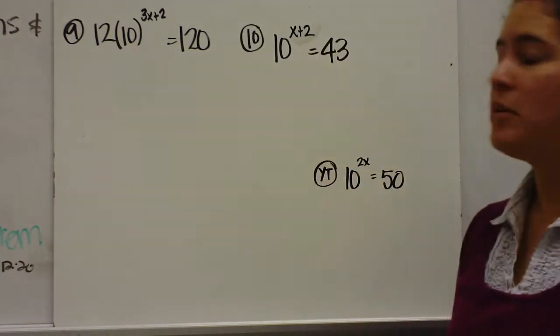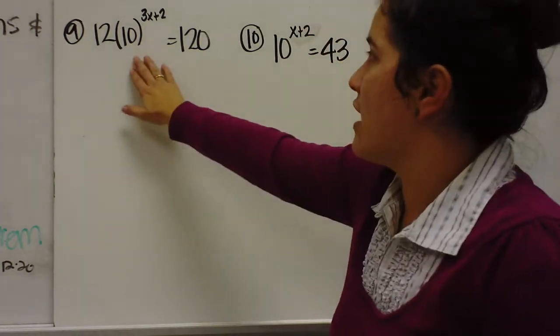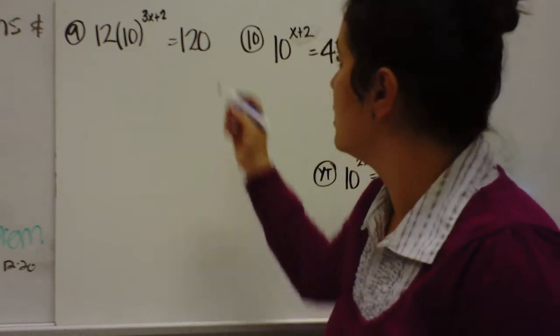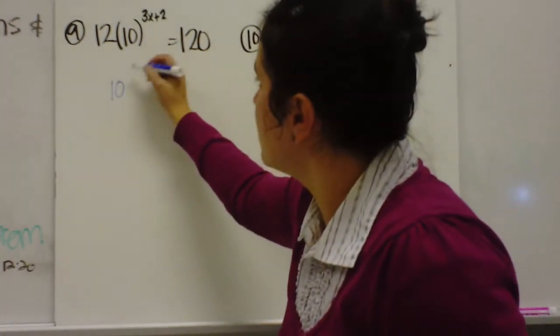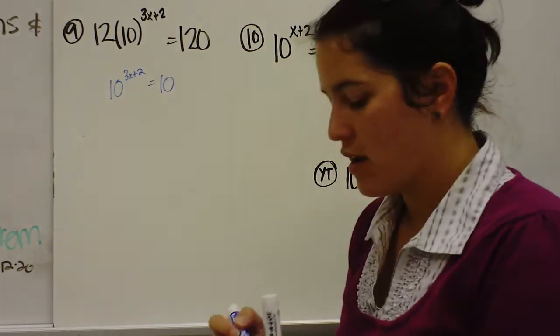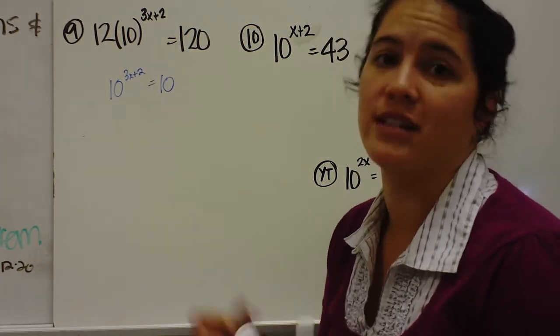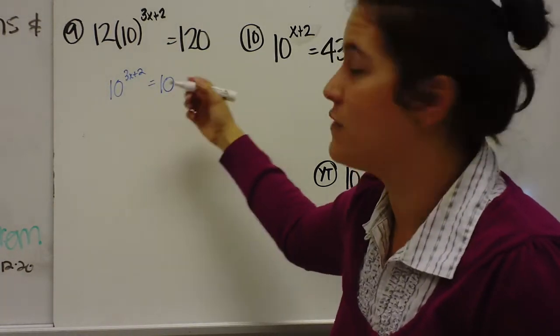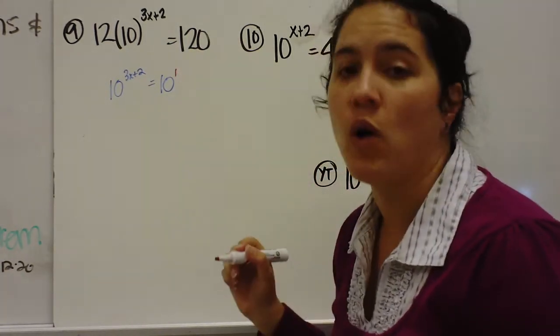All right, so a couple more examples. Number 9, very similar. I'm going to divide both sides by 12, and I get 10 to the 3x plus 2 equals 10. Well, you have a choice. You can take the log of both sides, or you can see this is already a base of 10, which I know is going to have an exponent of 1.